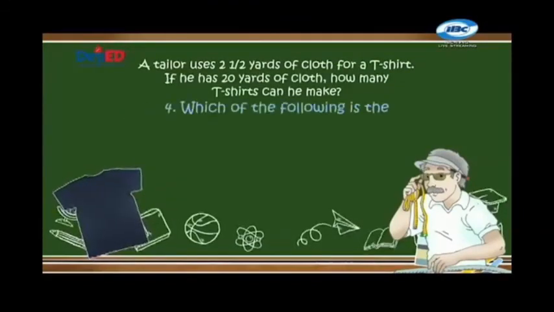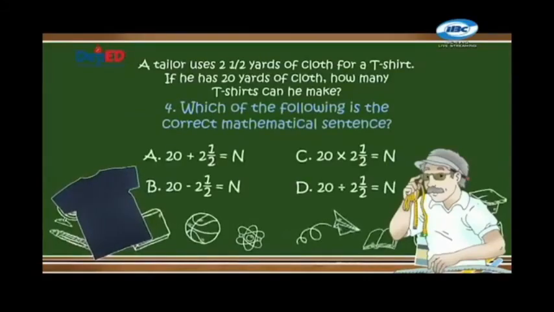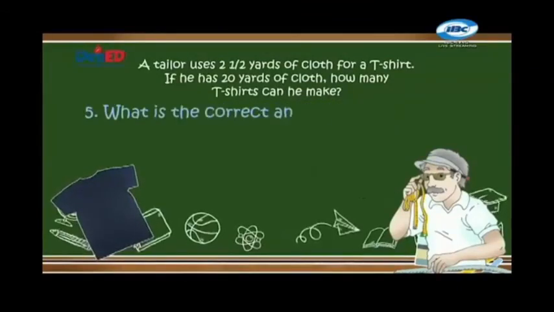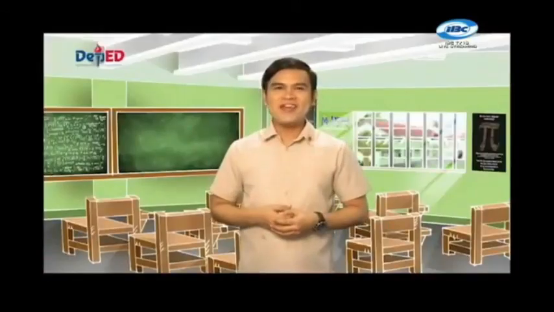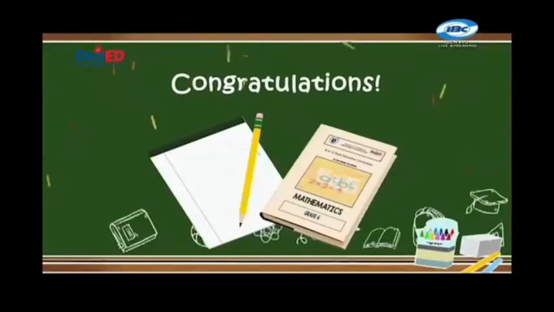Number 4. Which of the following is the correct mathematical sentence? The correct answer is letter D, 20 divided by 2½ equals n. Number 5. What is the correct answer in the problem? Letter A, 8 t-shirts. You are getting better every day. Congratulations!